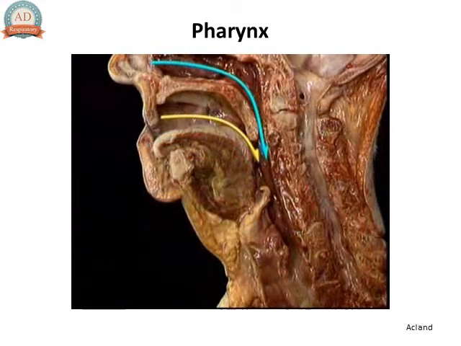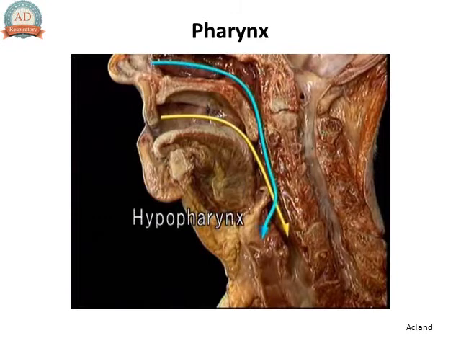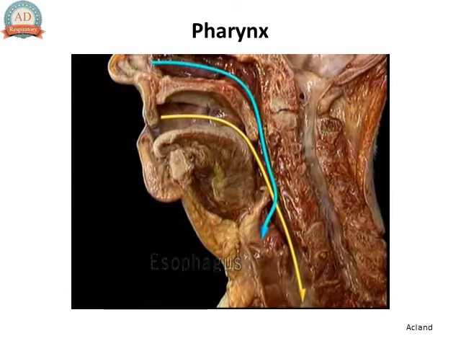Air, food and liquid all pass through this common passage, the oropharynx. The two passages separate again here, in the hypopharynx. Food and liquid pass backward into the esophagus on their way to the stomach. Air passes forward through the larynx and into the trachea on its way to the lungs.